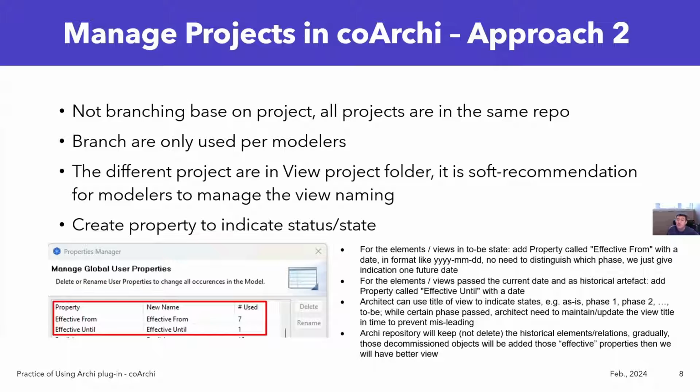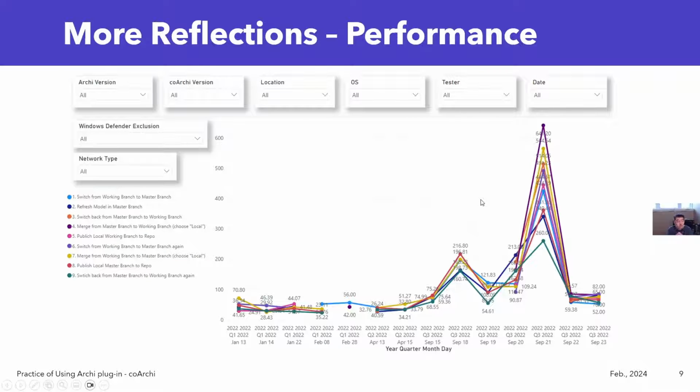Also compared to approach one, what I suggest is, if you want to compare your repository, try not to split a repository, because if you split a repository, you split a model. Use one master branch and in the same repository create your modelers' user working branches, and then manage the different projects based on such property ways. So that is the one thing I want to introduce.